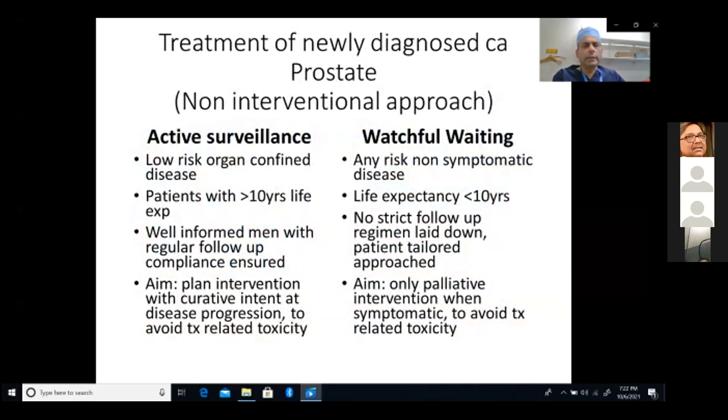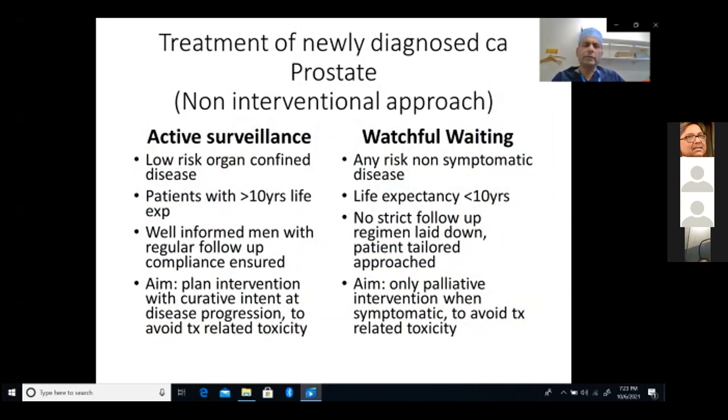And then there is this thing between active surveillance and watchful waiting. So again, if the patients are young, then we have to regularly follow them up every 6 months with PSA and repeat MRI scans in a year's time if the PSA is going up, and repeat biopsy. So this is for younger patients. So this is called active surveillance.